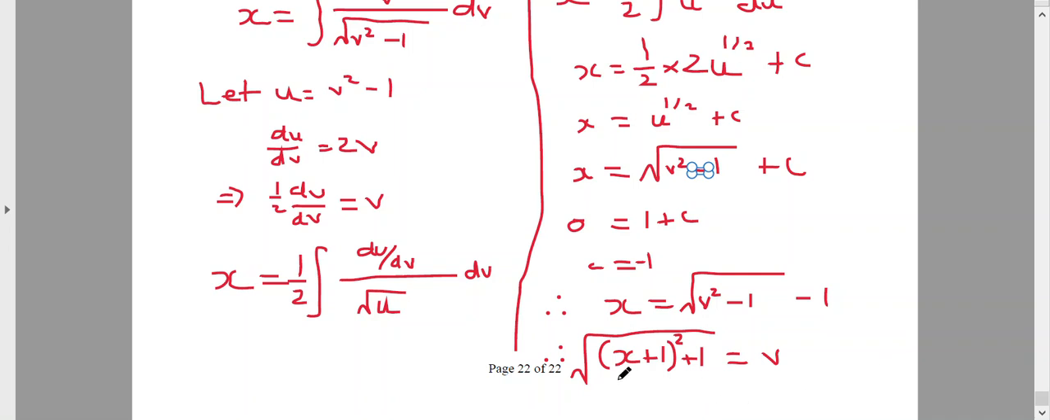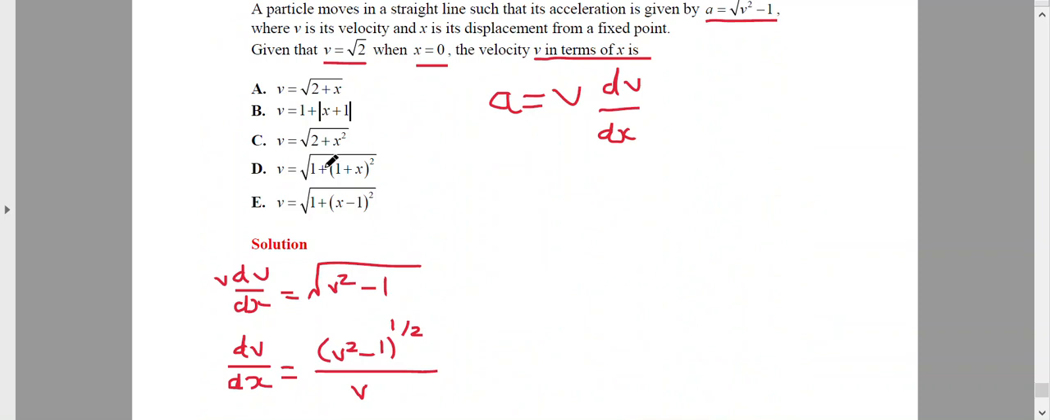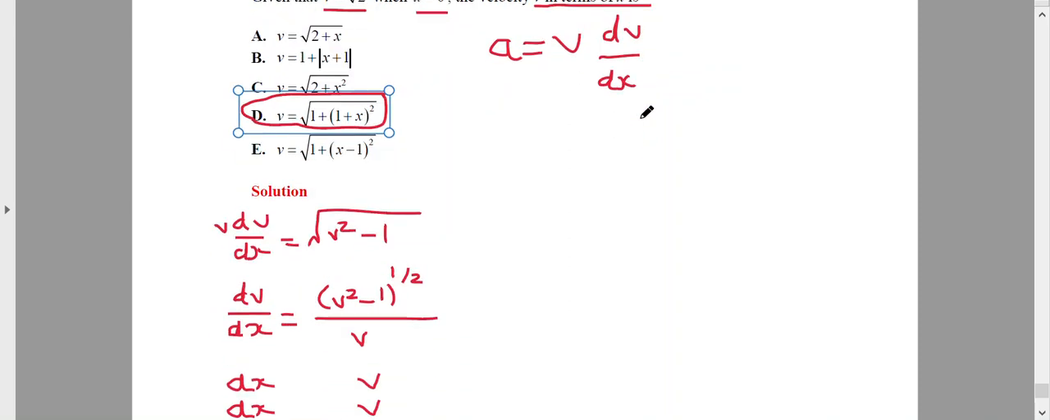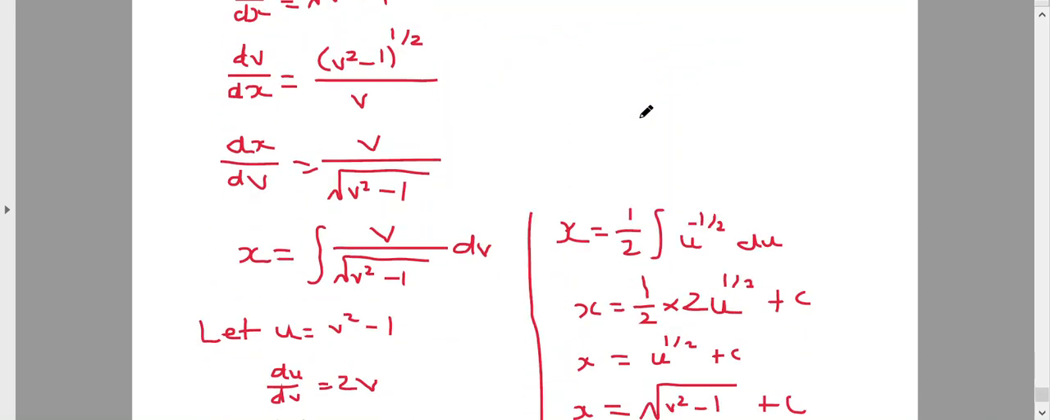v equals the square root of x plus 1 squared plus 1, all inside the square root symbol. And if I go back up here, that is option D, just written slightly different with the placement of the plus 1. Okay. So there's a lot of work in this question just for 1 mark. And you can see that you will have to include different techniques for solving differential equations.